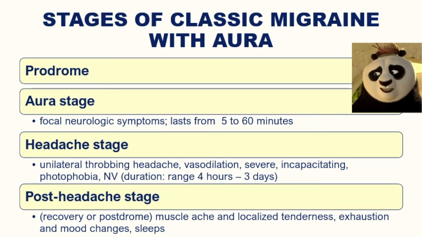Now, look at that. There's a post-headache stage, also referred to as recovery or postdrome. Muscle ache and localized tenderness would occur. Exhaustion and mood changes will be evident. Then the tendency of the patient is to sleep because the patient would appear tired because of the too long headache stage. So again, the stages of classic migraine with aura would include the prodrome, the aura stage, the headache stage, and then the post-headache stage.